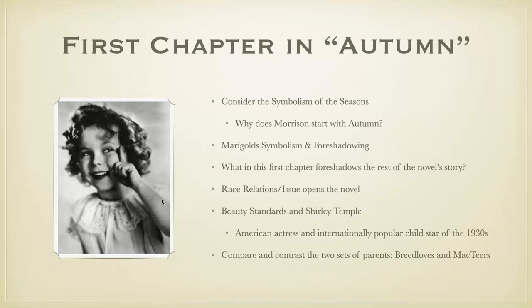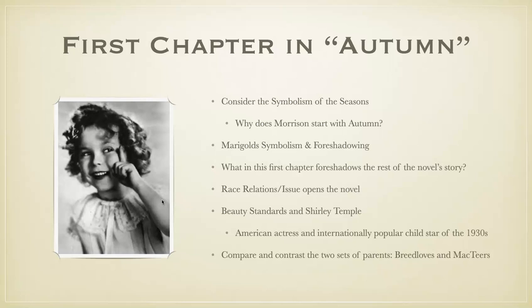So I want you to notice in the first chapter, it's just called Autumn, and then it goes right into the story. But it's not just the chapter, it's also the section, because there are chapters within the section. And so why do you think she chooses the seasons to guide us through this story?